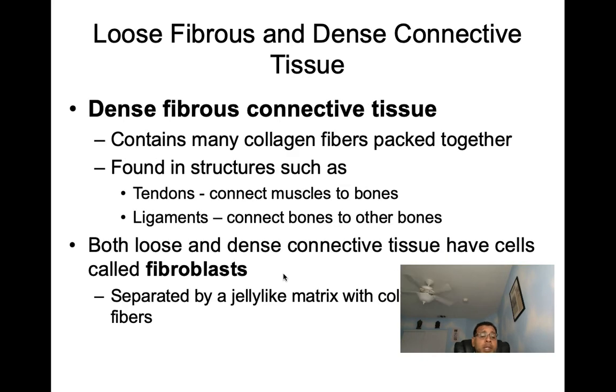Dense fibrous contains many collagen fibers. This tissue is found in tendons, which connect muscles to bones, and in ligaments, which connect bones to other bones at our joints. Both of these tissues have cells called fibroblasts. Next, then, let's appreciate these two tissue types under the microscope.